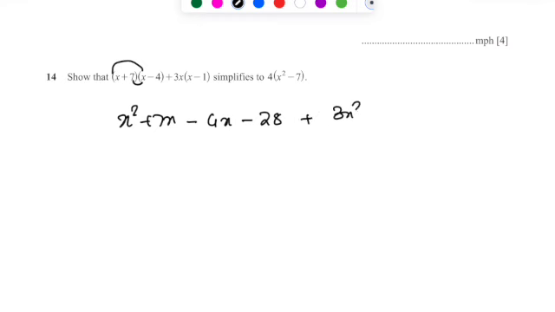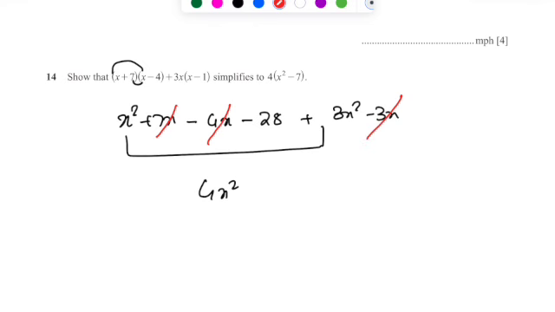Plus 3x squared minus 3x. 3x squared plus x squared is 4x squared. Then 7x minus 4x is 3x, and the 3x cancels, leaving minus 28. Then I take 4 common, which becomes x squared minus 7.